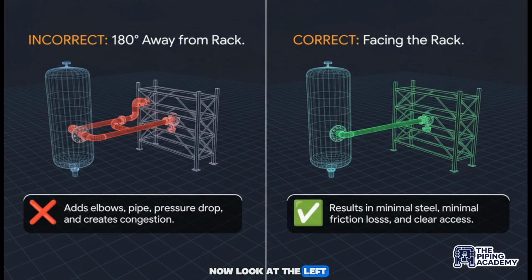But now look at the left. What if that nozzle was pointed 180 degrees away from the rack? Now your pipe has to leave the rack, wrap halfway around the entire vessel using 3 extra elbows and 4 extra meters of pipe. You've just massively increased the pressure drop. You've added weight, you've created a congestion hazard for operators, and you've wasted a ton of money. All because a nozzle was facing the wrong way.